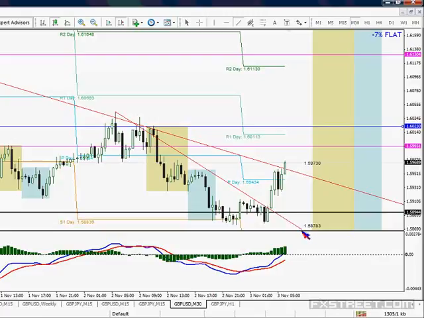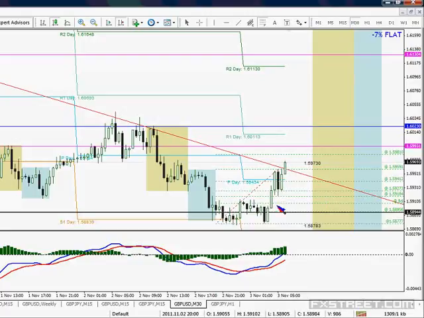All right. You know what? There weren't many chances to go into this long. The only chance was at this retracement. But judging by the shallow retracement that we had, I wouldn't have caught this one. I would have waited for a deeper correction here.